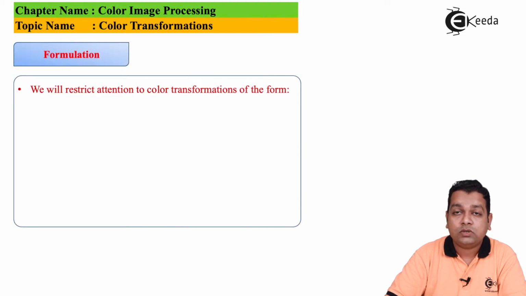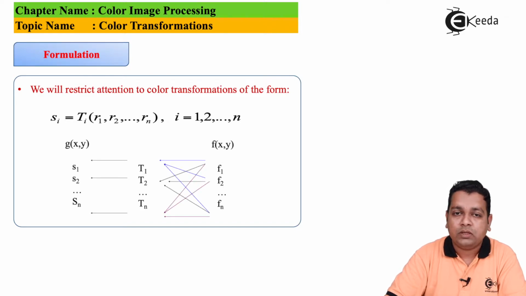We will restrict our attention to color transformations of the form represented by the equation, where on the left hand side we have small s suffix i, obtained by computing capital T suffix i over r1, r2 up to r suffix n, where small i ranges from 1 up to small n. So here we can simply represent g of x y, obtained in the form s1 to sn, from f of x y representing r1 to rn. These are the transformation operators, T1 to Tn.